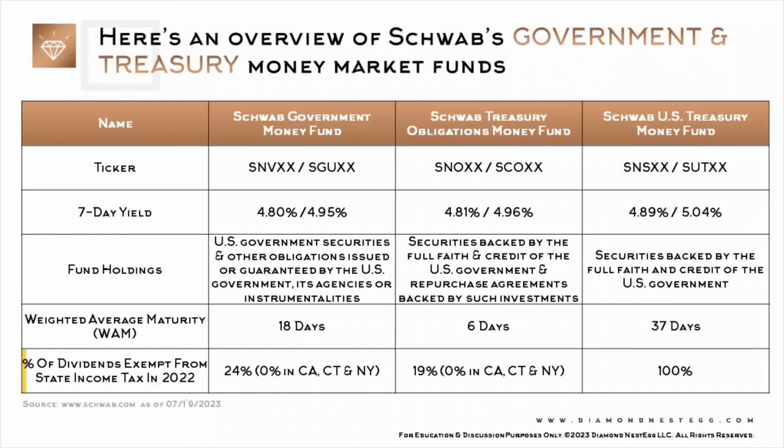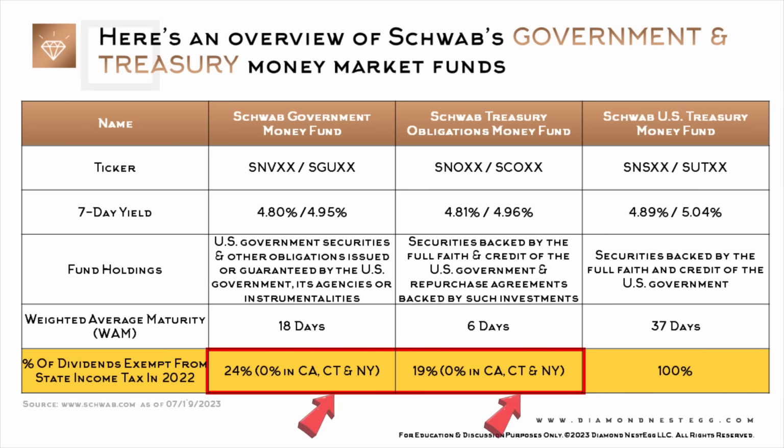So do keep in mind that the income, the dividends, earned from these money market funds are in principle fully taxable at the federal level. A certain percentage, though, may be exempt from state income tax. This row shows the percentage of dividends exempt from state income tax in 2022 for each of these money market funds. But a woohoo for California, Connecticut, and New York. Gotta love living in a high income tax state with sometimes more restrictive taxation rules.